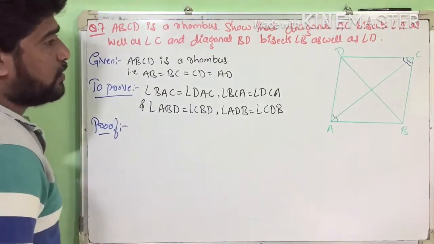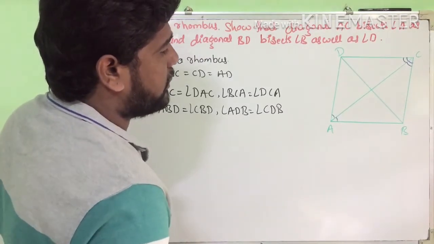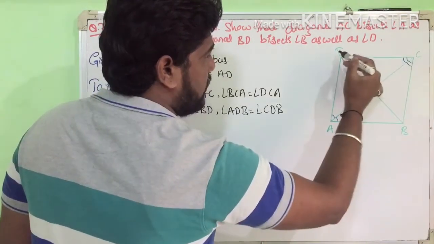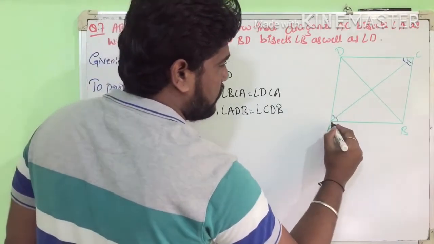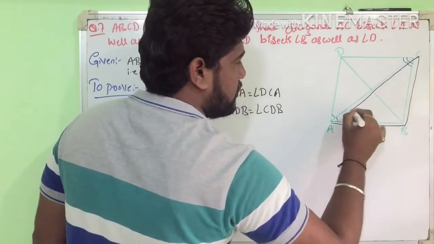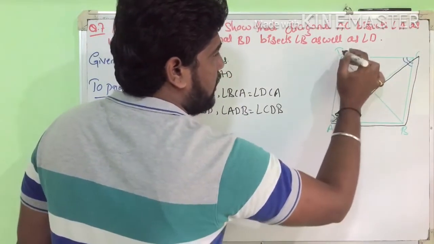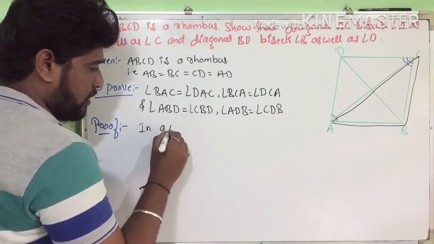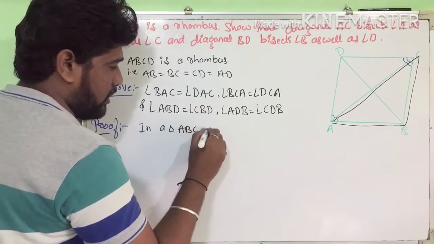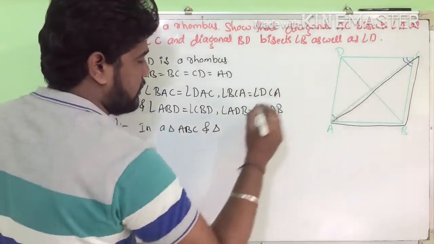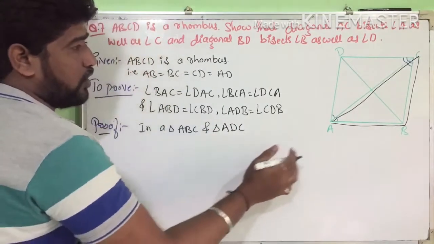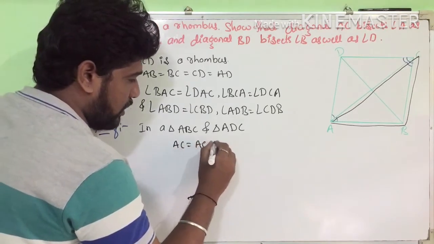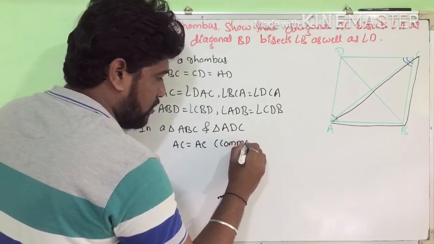Proof. Here consider two triangles. See here, ABC is one triangle and ADC is another triangle. So write down: in triangle ABC and triangle ADC, AC is the common side. So AC is equal to AC. Write down: common side.